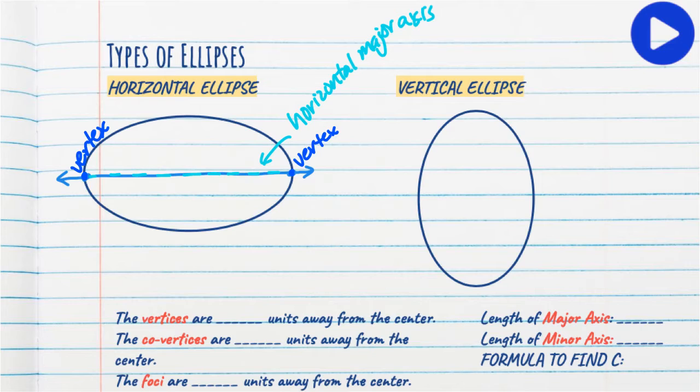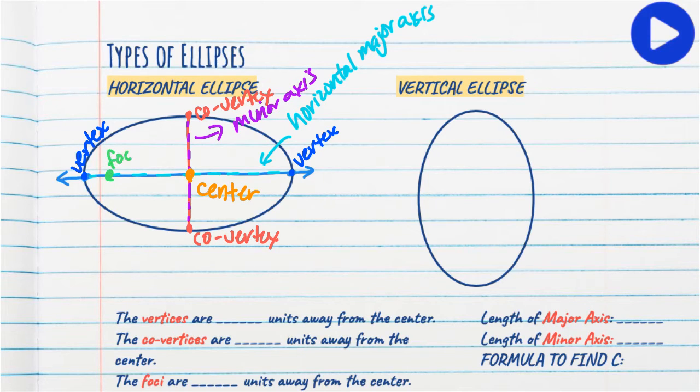Also notice that the minor axis is going to be vertical. So you have a co-vertex here, another co-vertex here, and then your minor axis is vertical. All right, so that would put your center here, and then the focus points would be here and then here.